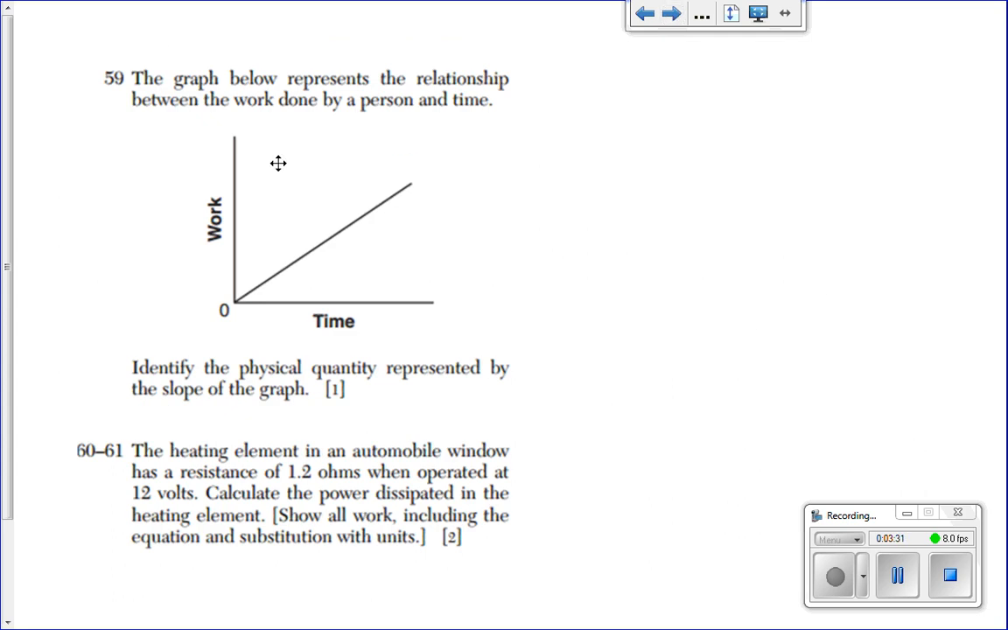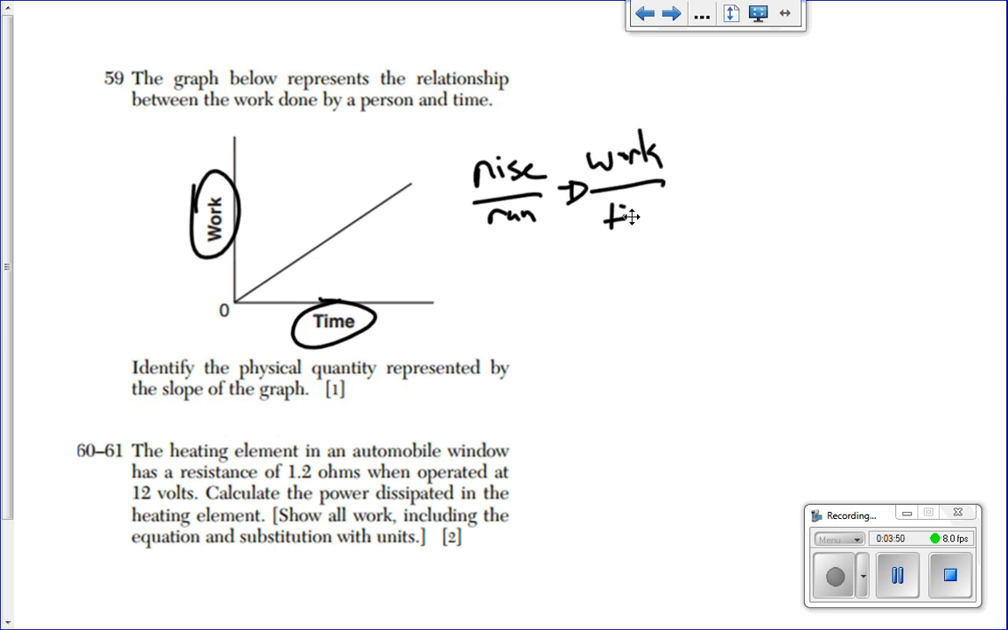Number 59 is interpreting a graph, and it's asking the physical quantity represented by the slope. Slope is rise over run. So let's look at the rise. The rise is work. So we have work over the run, which is time, and work over time, if you look on your reference table or if you remember, is equal to power, which is your final answer for 59.